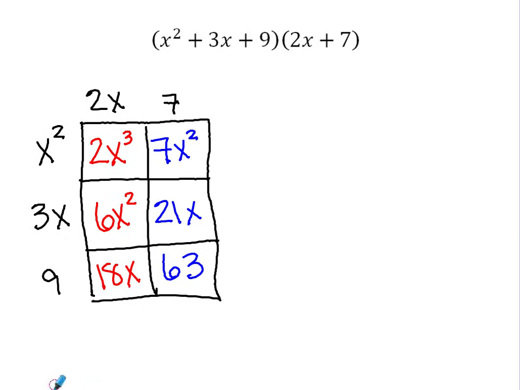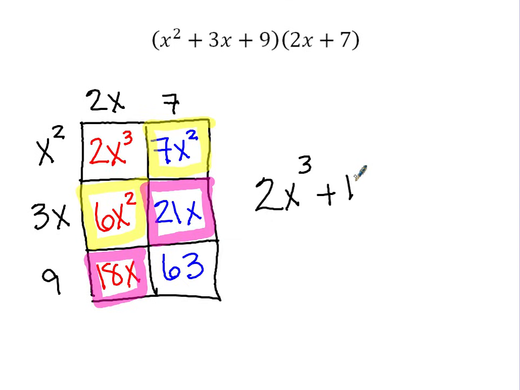Let's identify our like terms. My first set of like terms is 7x squared and 6x squared. And my other set is 21x and 18x. Now let's combine those like terms in order to simplify. I have 2x to the third power, and 7 plus 6 is 13, so I have 13x squared. 21 plus 18 makes 39x, plus 63.